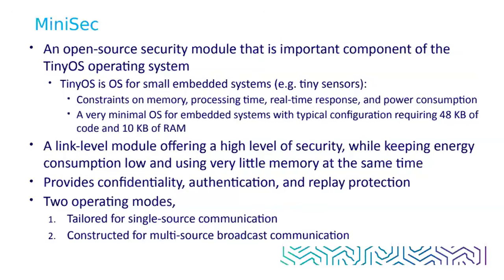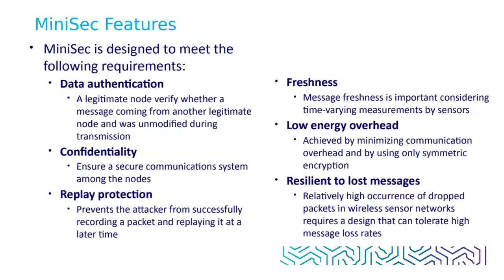See, after this we have the features. MiniSec is designed to meet six important security and performance requirements. Number one, the data authentication. Data authentication means verifying that a message comes from a trusted device and it has not been altered during the transmission. So the authentication is going to provide two important guarantees. What is that? The sender is legitimate and the message has not been modified. If either condition fails, the message is rejected.